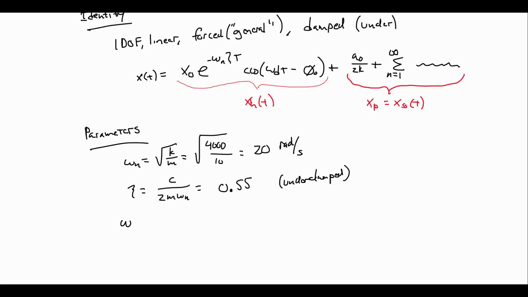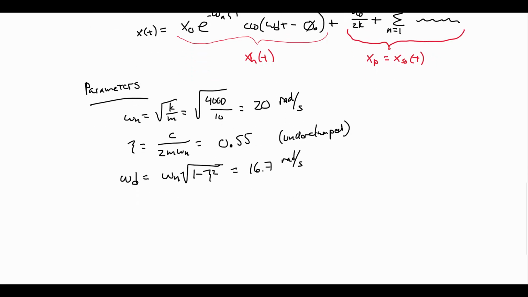We are going to need our omega d, our damped frequency, which will take our natural frequency. Since we have an underdamped system, we can calculate this. So the natural frequency times the square root of 1 minus zeta squared, and we get about 16.7 radians per second.